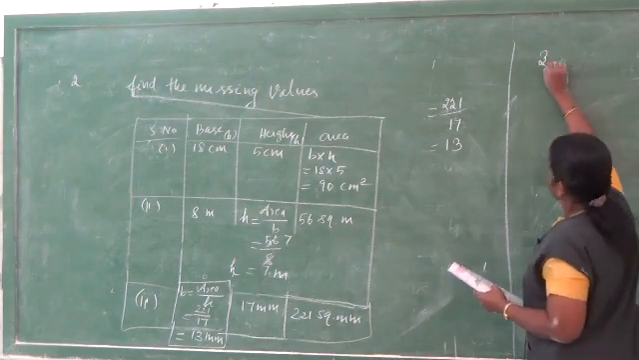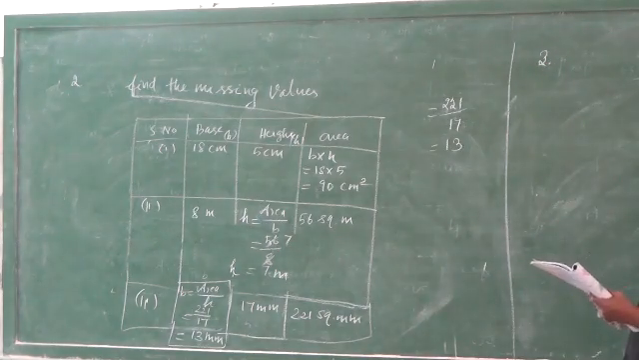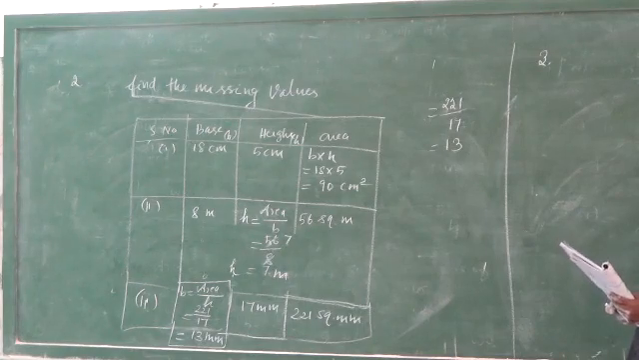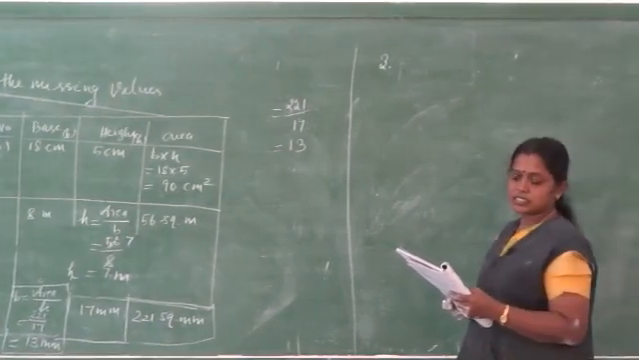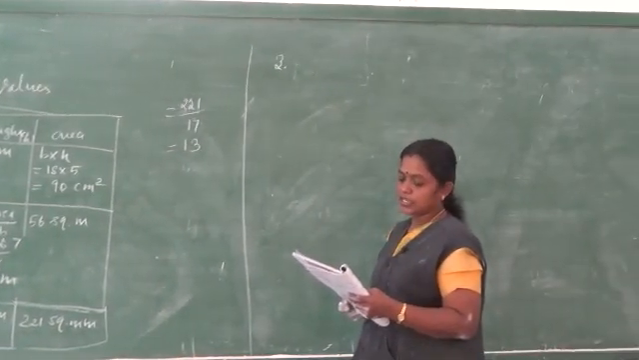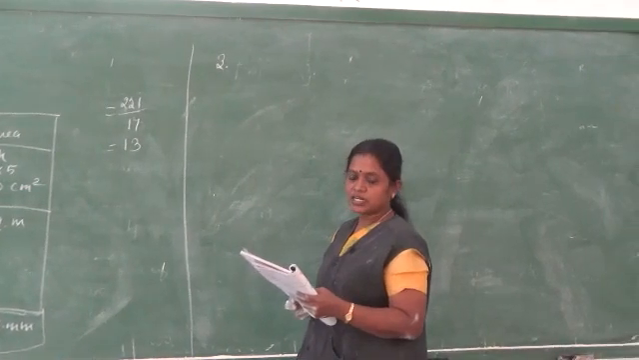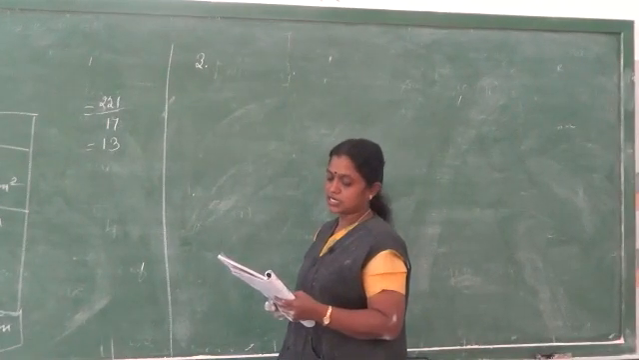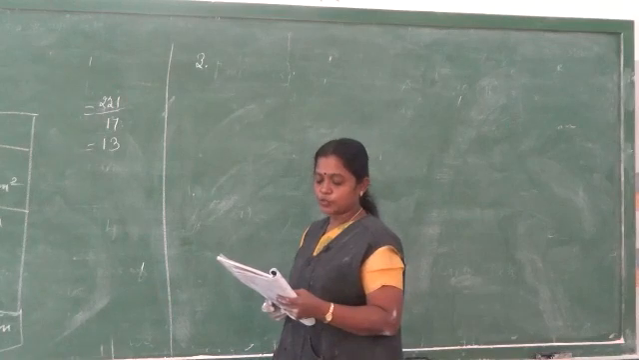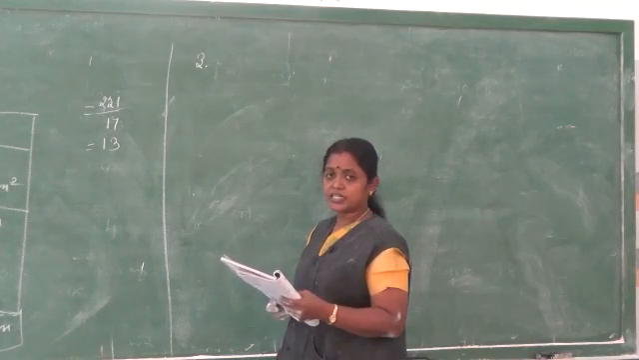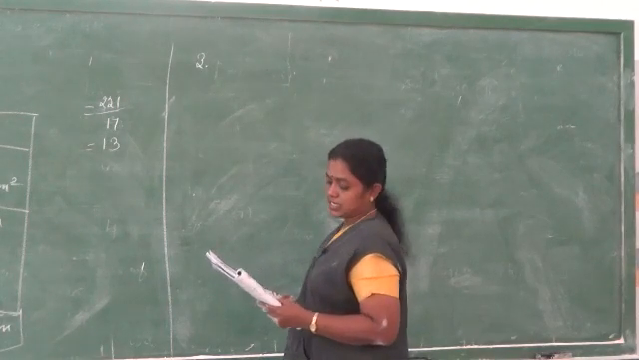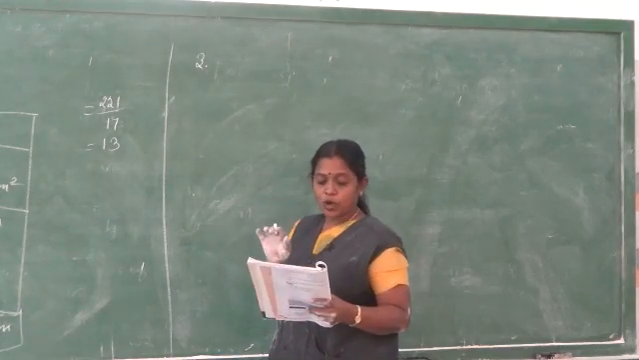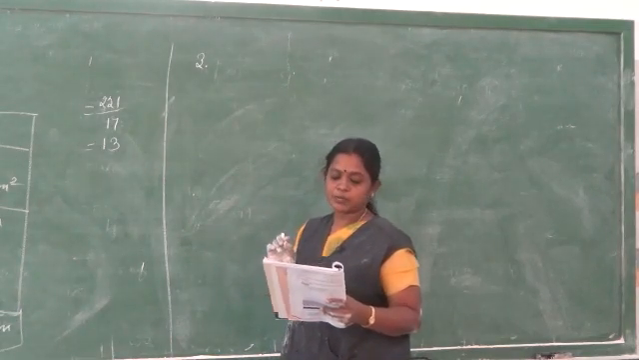Come to the third question. Suresh won a parallelogram shaped trophy in a state level chess tournament. He knows that the area of the trophy is 735 square centimeter and its base is 21 centimeter. What is the height of that trophy? Once again I will read out. He won the parallelogram shaped trophy.